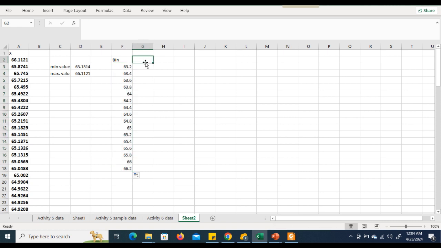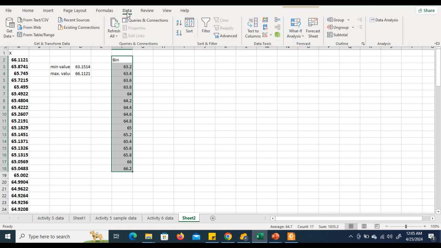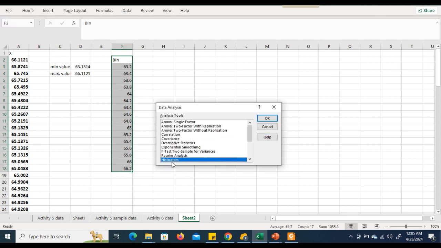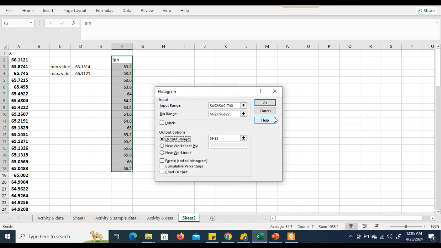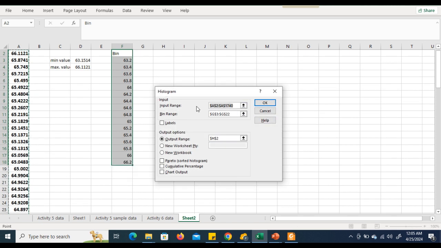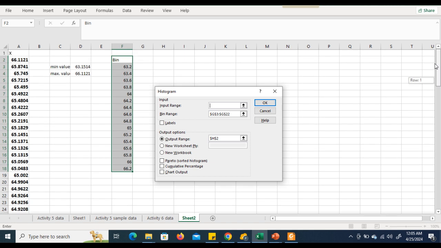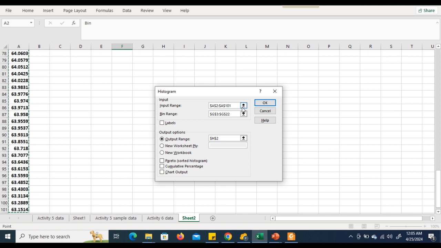Now the next step is we need to find the corresponding frequency. Like in the previous activity we discussed, to get the frequency we go to the option of data, then select data analysis, and select the option of histogram. Here we need the input values; because we have taken 100 sample observations, we press control shift and down key, so all the 100 observations are selected.